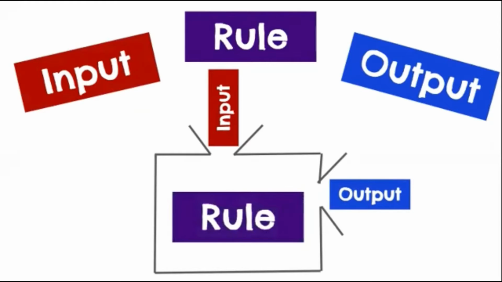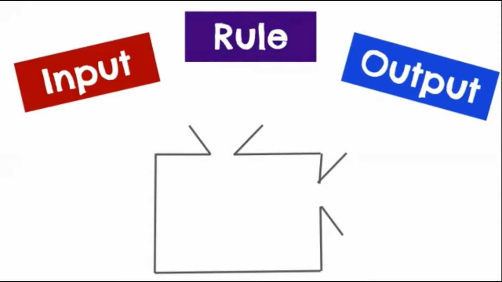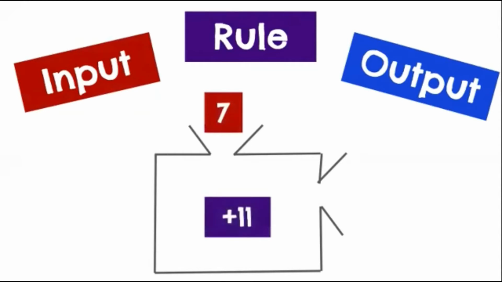So let's put that all together with an example to make sure you understand. This 7 right here is our input. In the next box, we see that it says to add 11. That is our rule. And when we use the rule to change the input, we get our output. So if we add 7 and 11, we get 18. So 18 is our output.